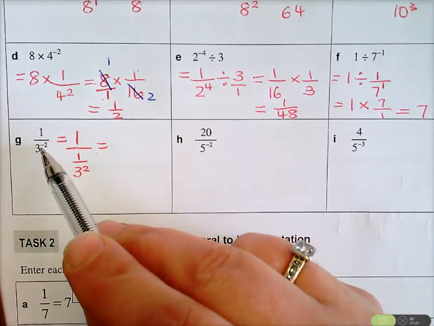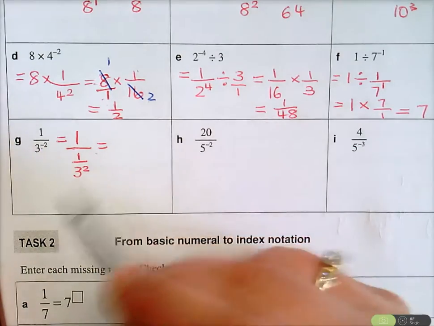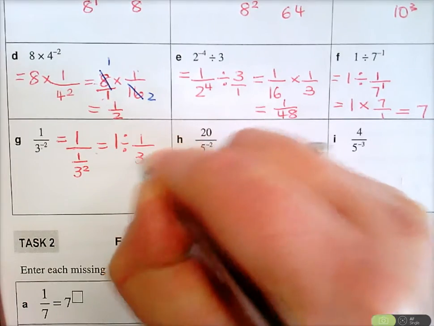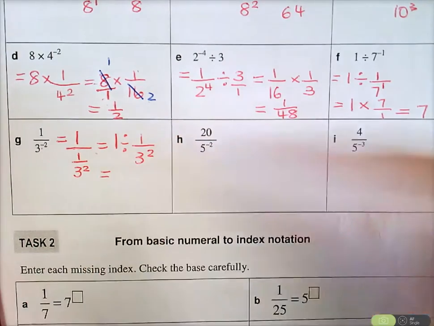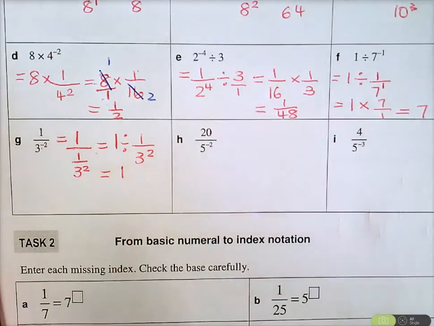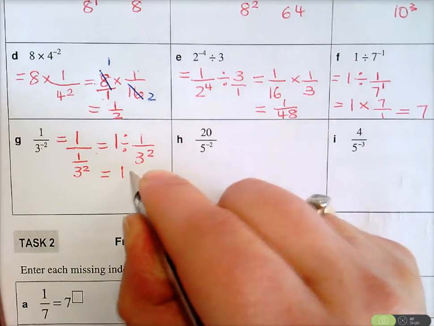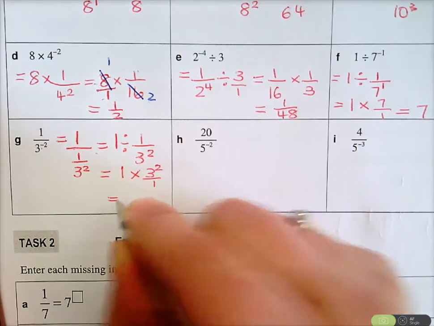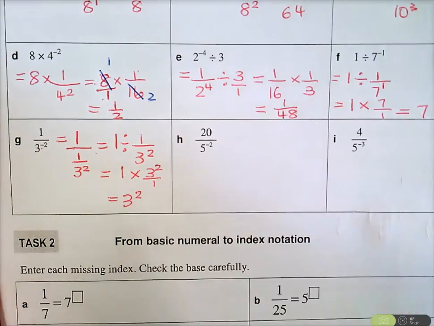Now, then we've got to get rid of this negative, which means 1 over 3 squared. That means 1 divided by 1 over 3 squared, which is 1 what? No, I'm 1 divided by 1 over 9. I'm just going to keep the 3 squared. 1 times what? 3 squared over 1, which is what? Which is 3. 1 times 3 squared is 3 squared.